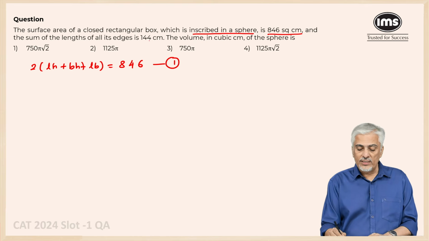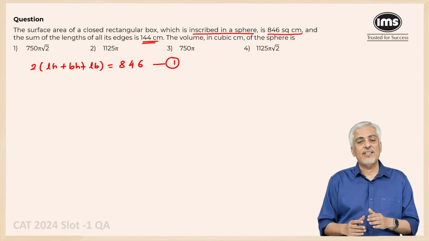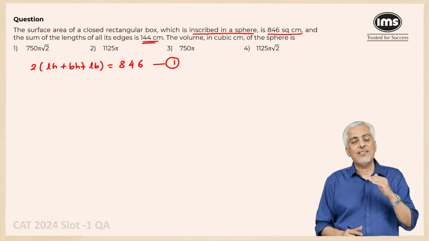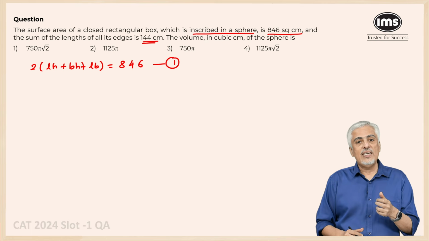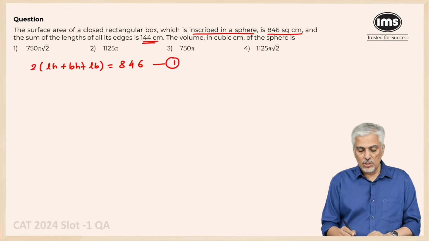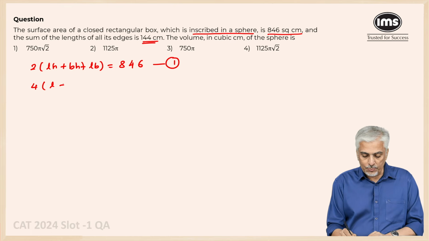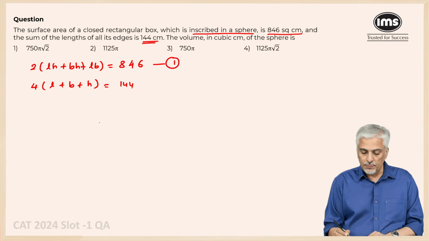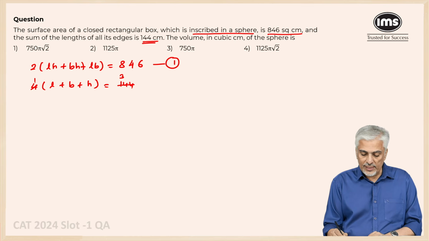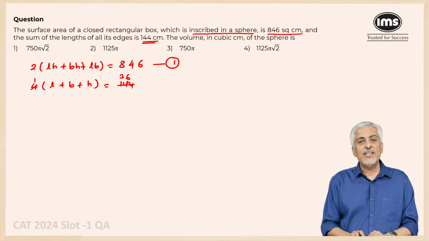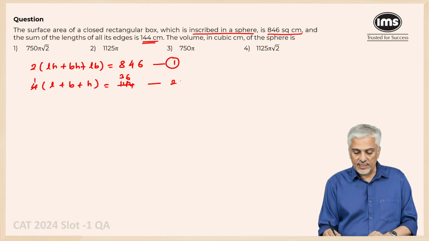And the sum of the length of all its edges. How many edges are there? How many times will the length come, the breadth come in a box? Now, if you think very carefully, in a box, everything will come 4 times. So 4 times the length plus breadth plus height is 144. This will cut over here. 4 1s are 4, 4 3s are 12, 36. So length plus breadth plus height is 36, which is the second equation.